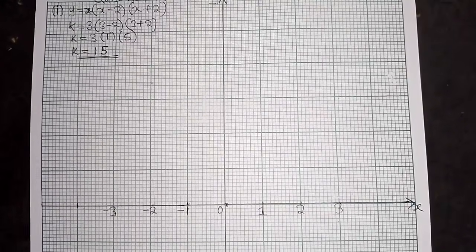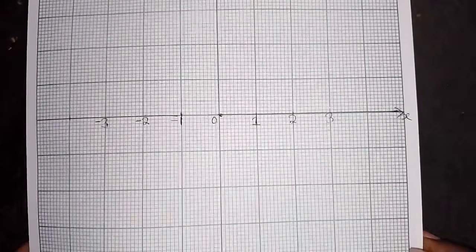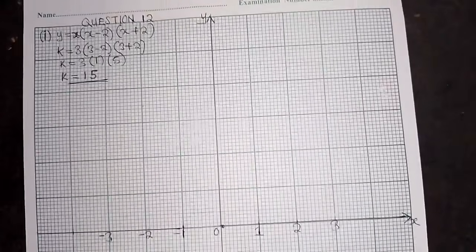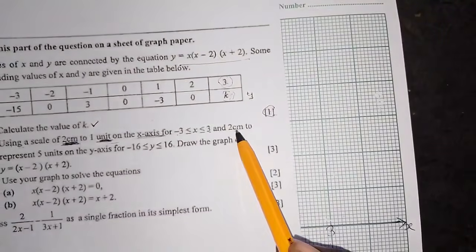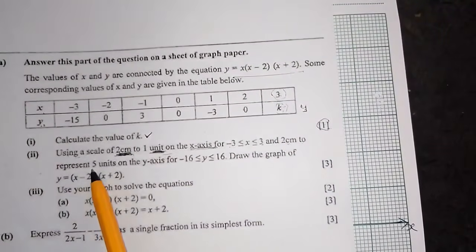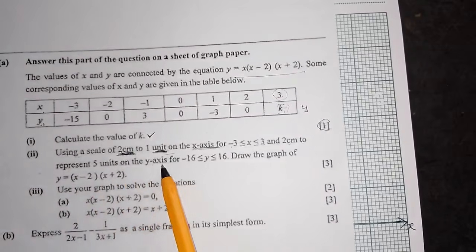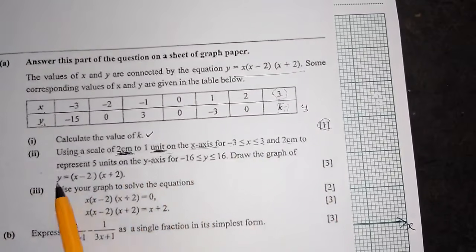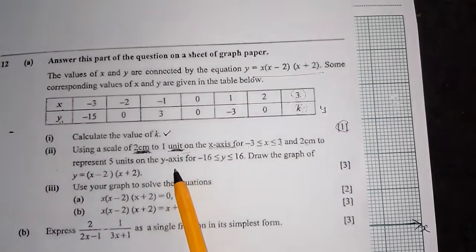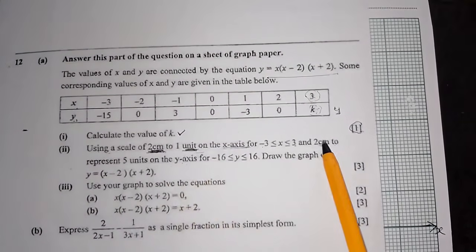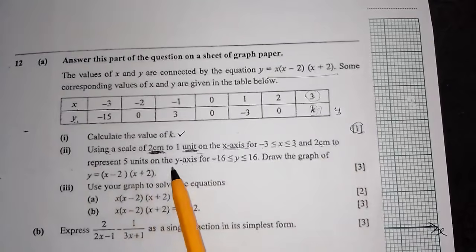So from here, what is the next thing? When you are done with this, the next thing you are going to do is you check the other. 2 centimeters to represent 5 units on the y-axis. This is what you want to do. Have you seen? 2 centimeters to represent 5 units on the y-axis.